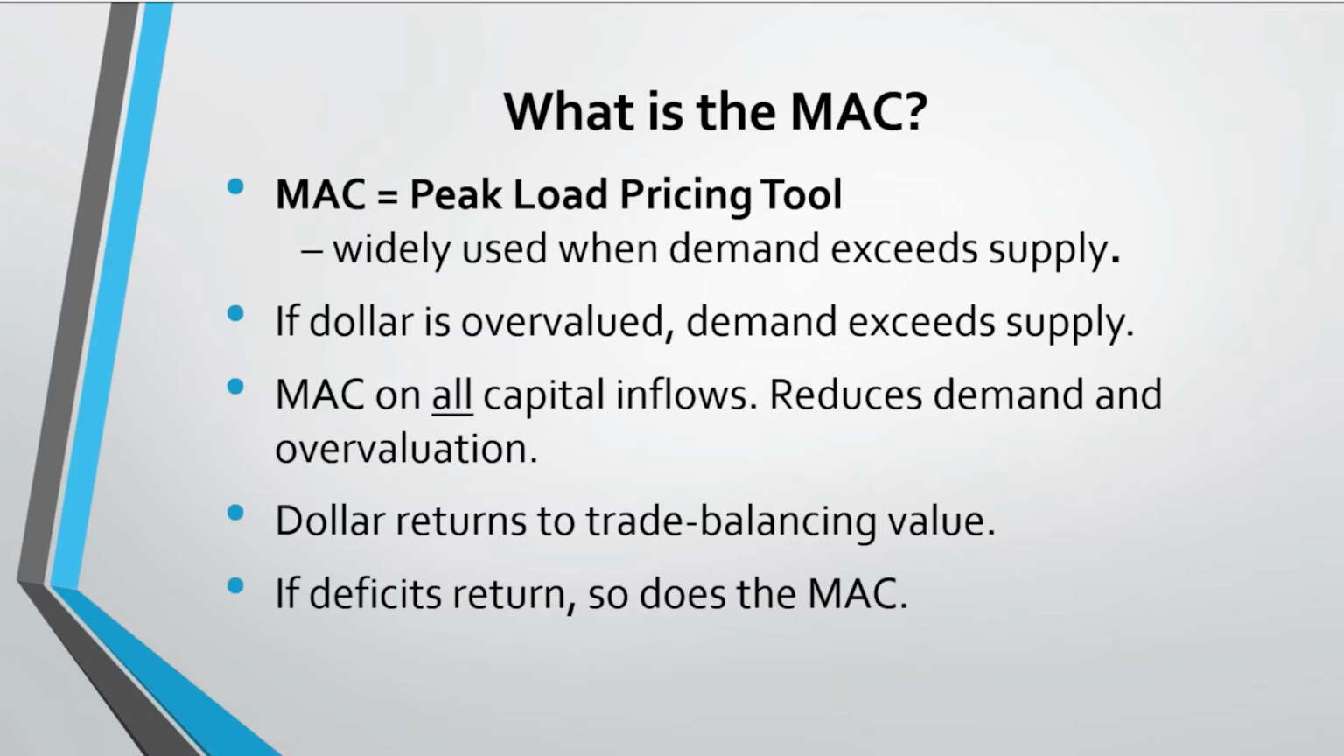Here, in the case of the currencies, the dollar is overvalued, which means demand exceeds supply. So you place a charge on those who are trying to exploit U.S. markets. That will reduce demand. The dollar returns to its trade balancing value. And if by any chance the problem arises again, or even threatens to, you simply restore the MAC so it continues to bring the flows back to levels that are consistent with balanced trade.